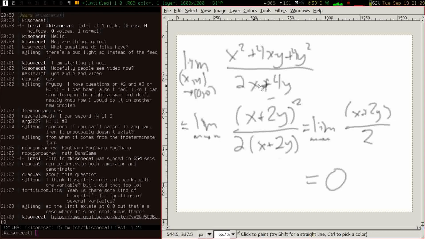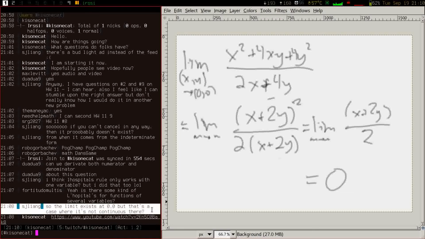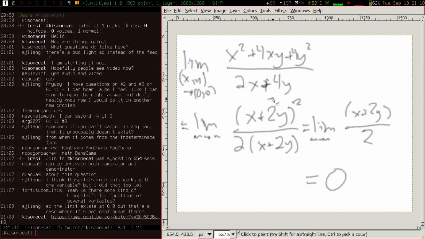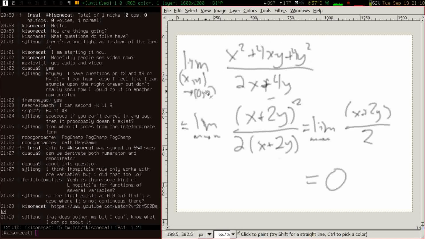Anytime you say 2x is equal to negative 4y, and the fact that there's a whole line where this thing is undefined, maybe should bother you a little bit too. But okay, let's see what else. So if the limit exists at 0, 0, then it's not continuous there. For this function, for this thing here to be continuous, it would have to be the case that this thing is defined at the point 0, 0. So you could fix this up a bit.